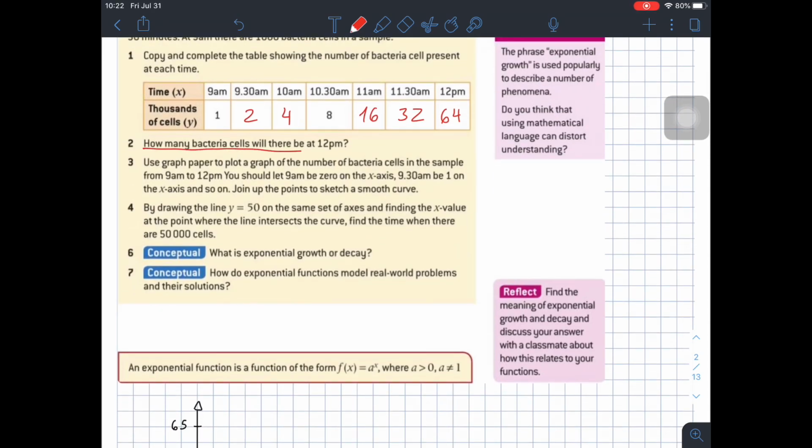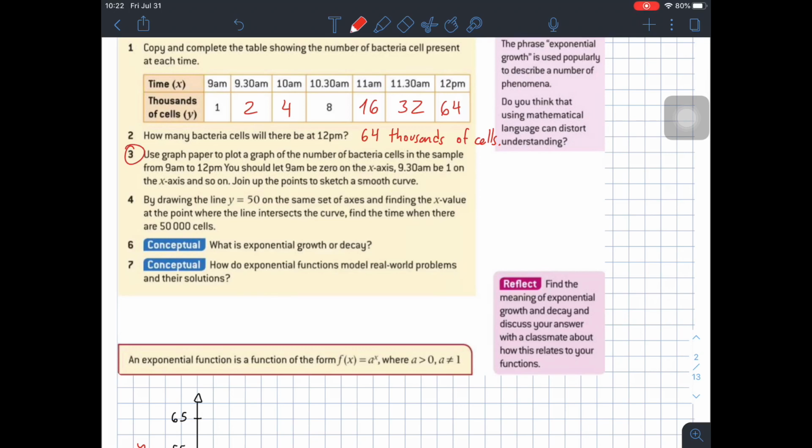Okay, number 2. How many bacteria cells will there be at 12 p.m.? So now we know that at 12 p.m. we're going to have 64,000 cells. Thousands of cells.